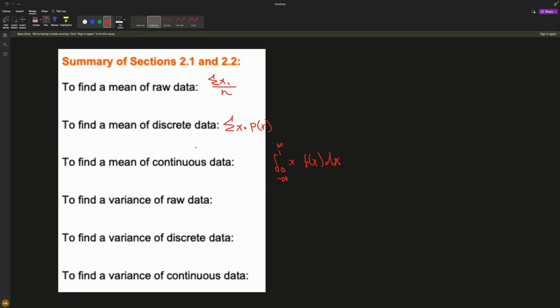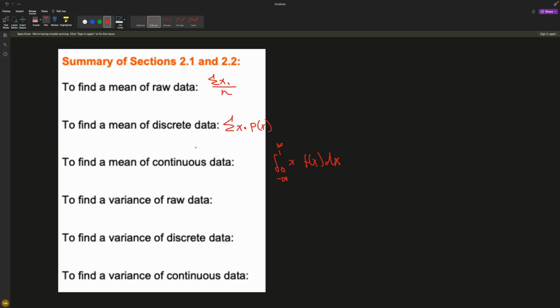So all we learned is how to get the mean of raw, discrete, and continuous, and how to get the variance of raw, discrete, and continuous. One more time, I'm going to sum them up. Summary: the mean of raw is just the sum of all data divided by n. The mean of discrete is the sum of x times p of x. The mean of continuous is the integral of x times f of x. So it's very similar to discrete. One is addition, one is integral, one is p of x, one is f of x.